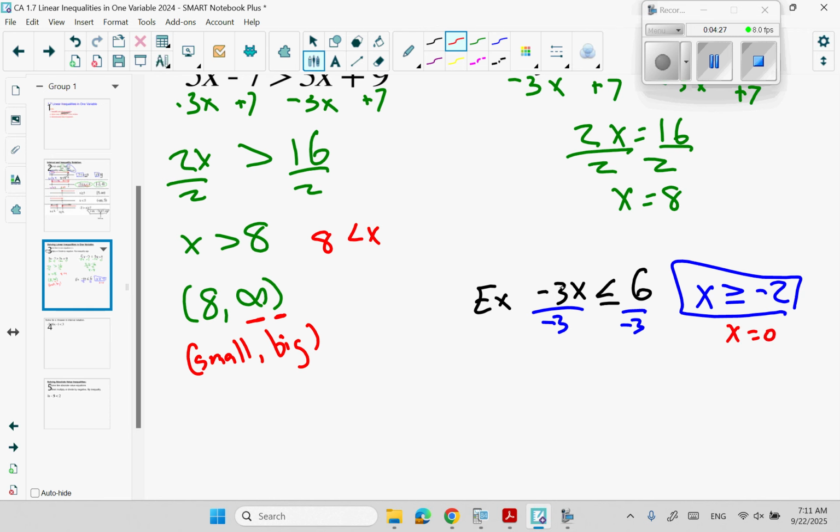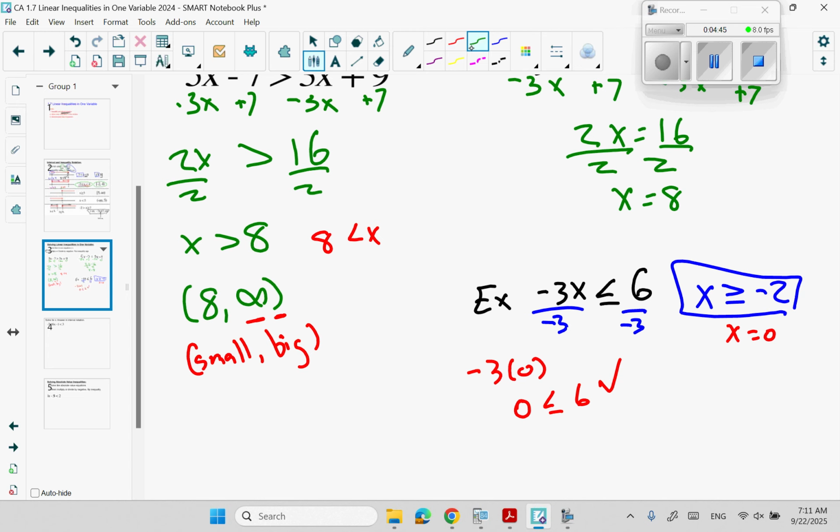So if I plug 0 into the original equation, it should yield a true statement. Negative 3 times 0 would be 0. Is 0 less than or equal to 6? And that is true. So I know that this interval would hold.